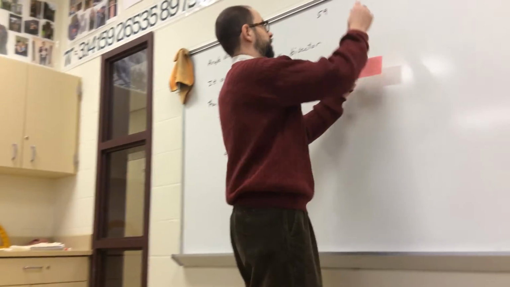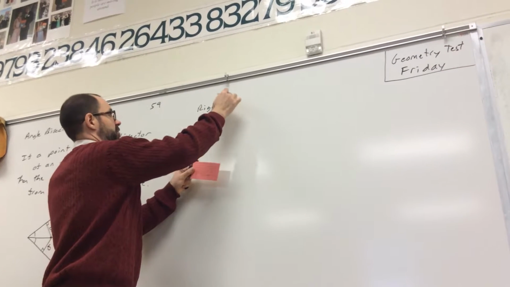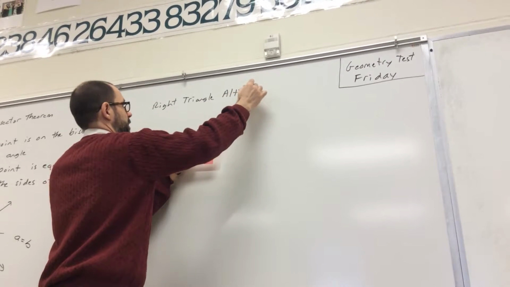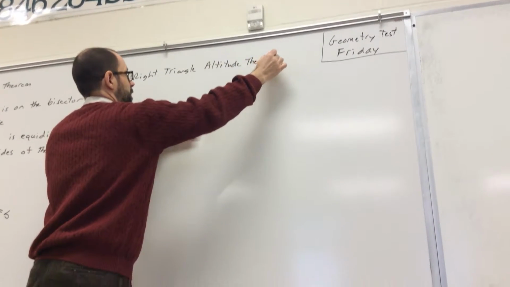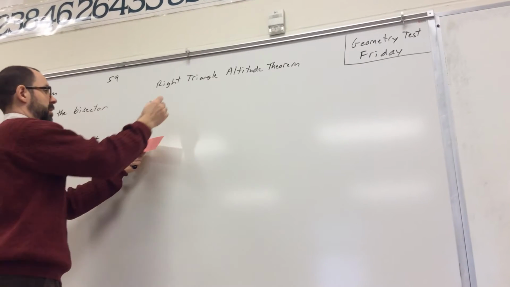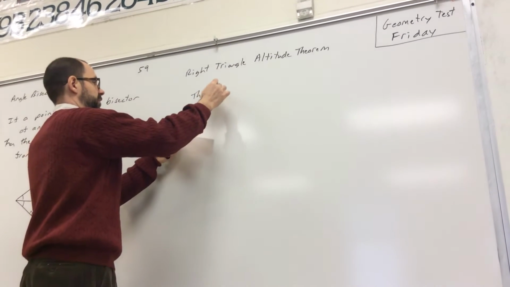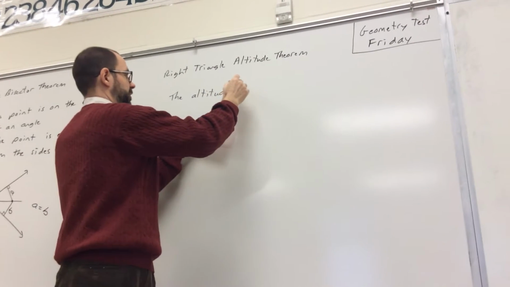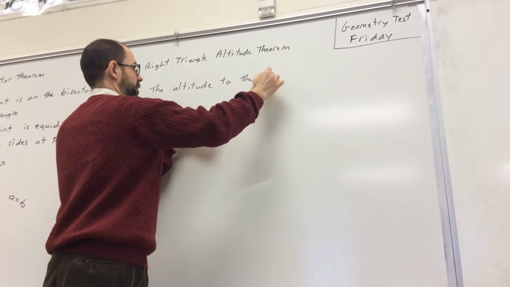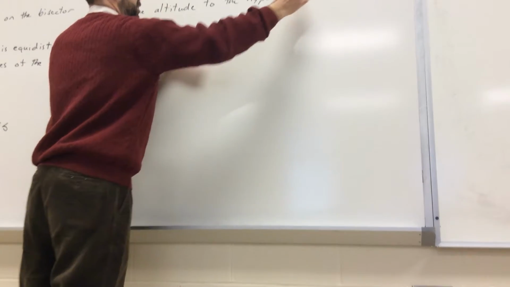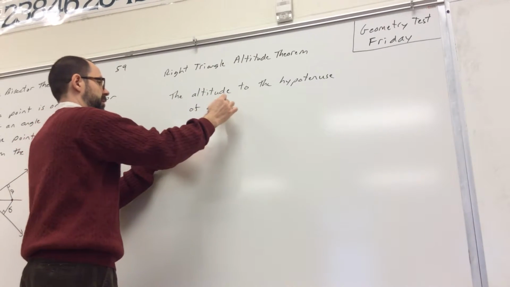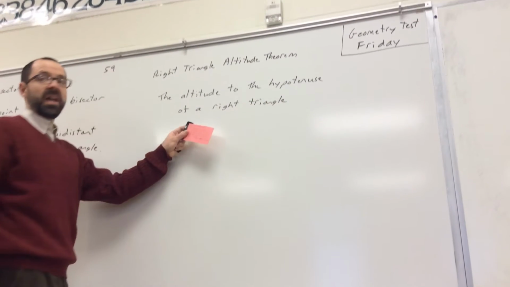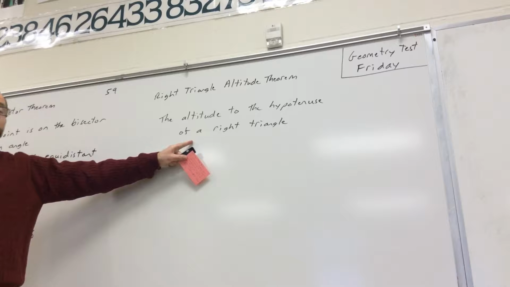All right, then the other theorem today is called the right triangle altitude theorem. And it says the altitude to the hypotenuse of a right triangle.